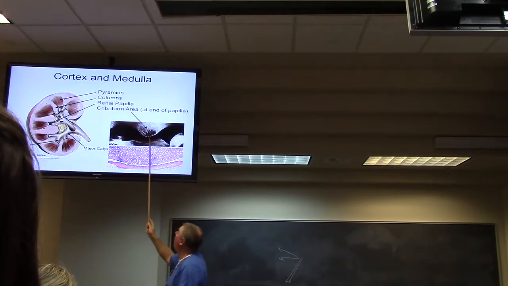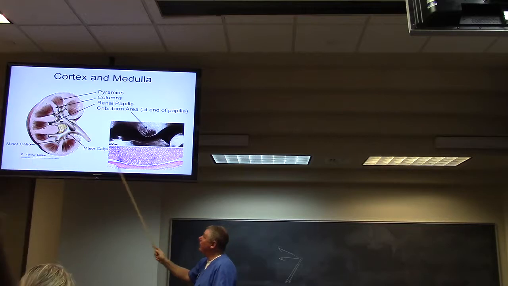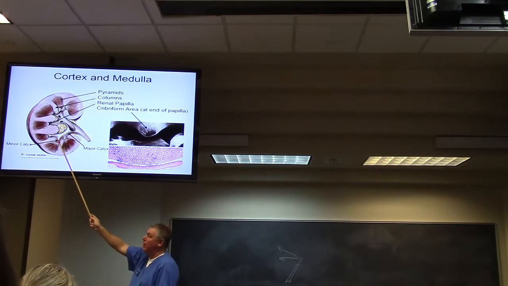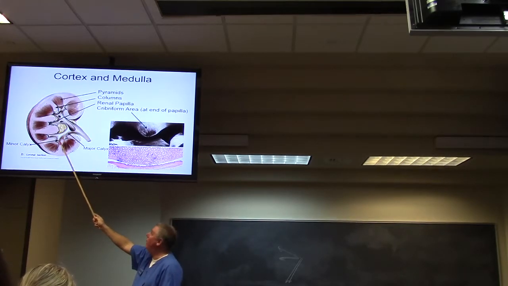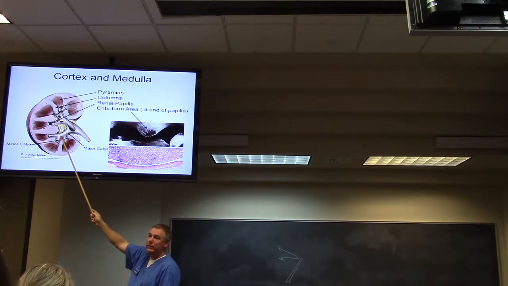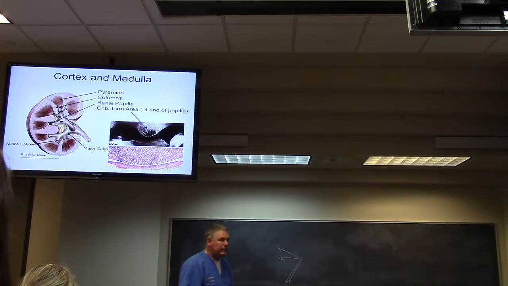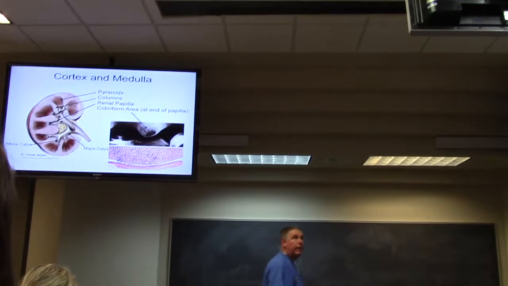The papillae have little holes in them. You can see that they open in, and that's where the urine comes out, into the minor calyx. You have about a dozen or so minor calyces that drain into about 4 major calyces. The major calyces drain into the pelvis. The pelvis drains into the ureter. That's the structure right there.